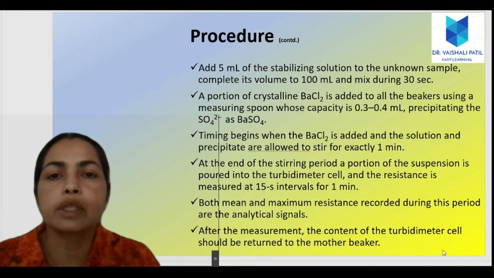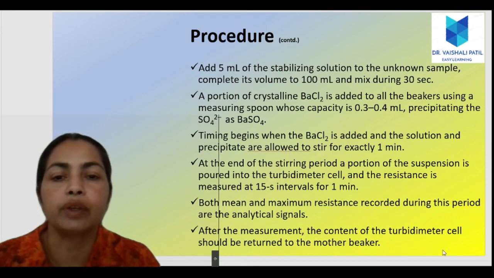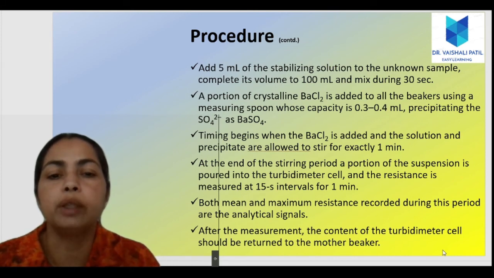Then a portion of crystalline barium chloride is added to all the beakers using a measuring spoon whose capacity is 0.3 to 0.4 ml. It helps in precipitating the sulfate as barium sulfate. The time begins when the barium chloride is added. That is when we start the monitoring, and the solution and precipitate will be allowed to stir for exactly 1 minute.